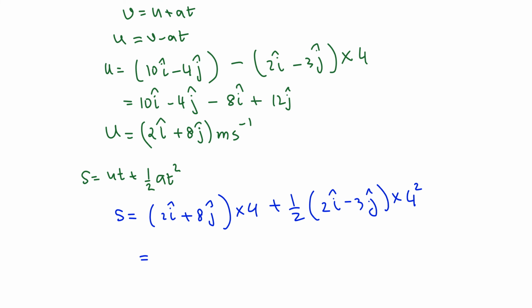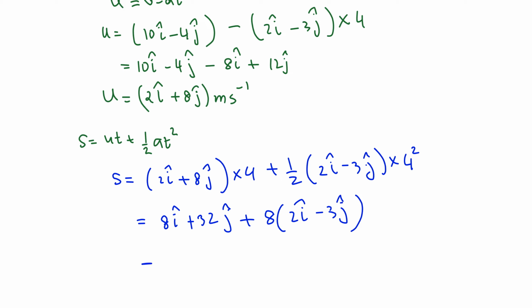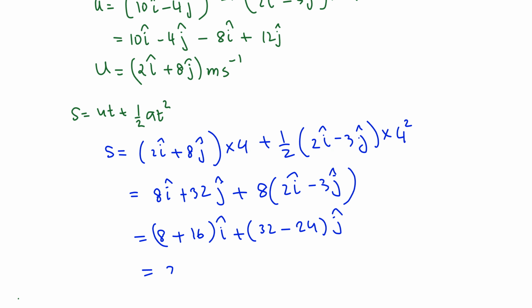So that is equal to 8i plus 32j plus, that's 16 over 2, that's 8, times 2i minus 3j. So that is equal to 8 plus 8 times 2 is 16, that's i, and plus 32 minus 24j. So that is equal to 24i plus 8j, and this is meter.